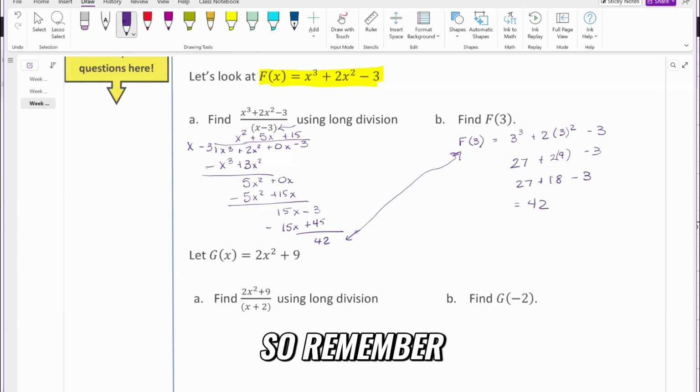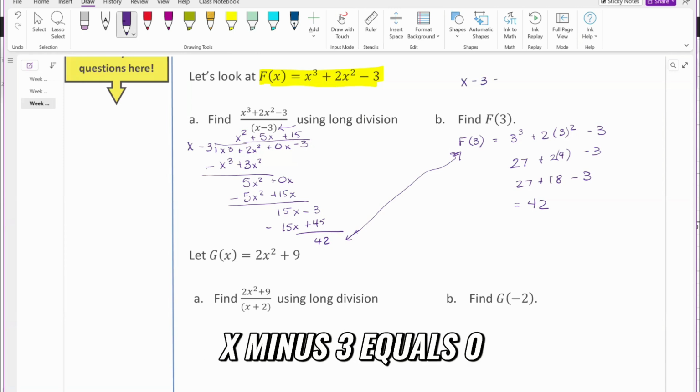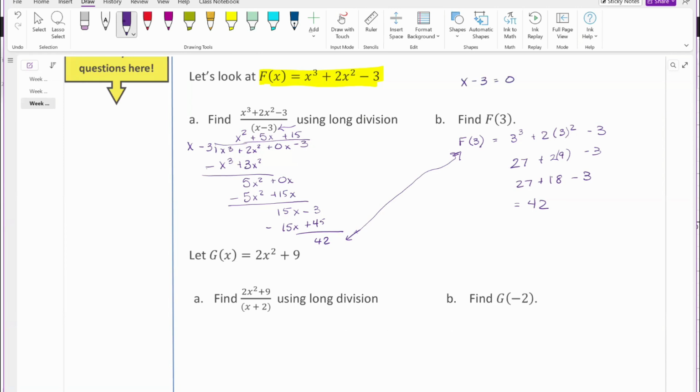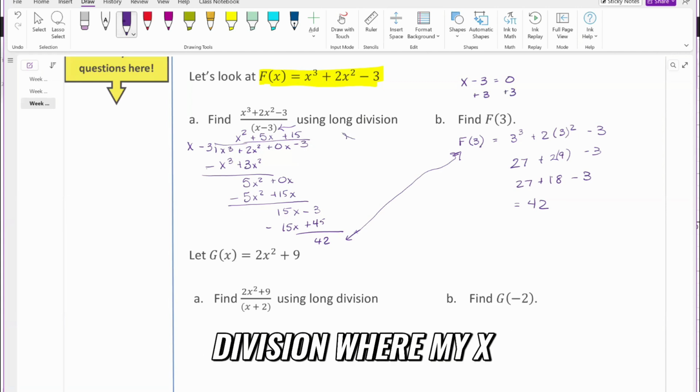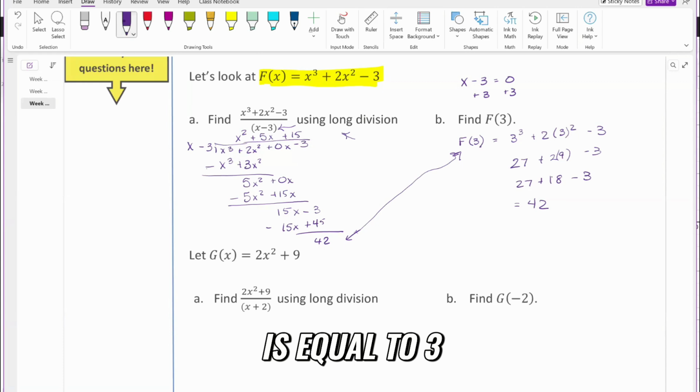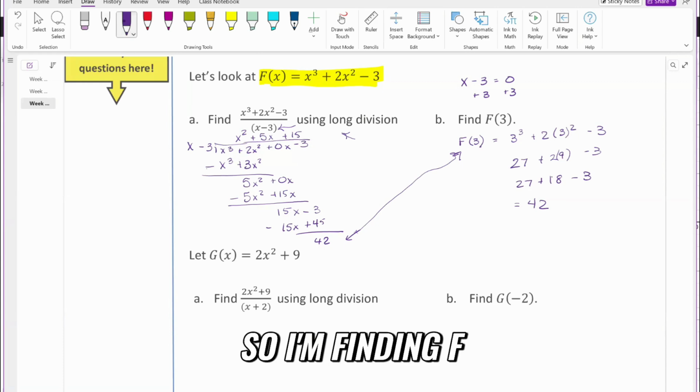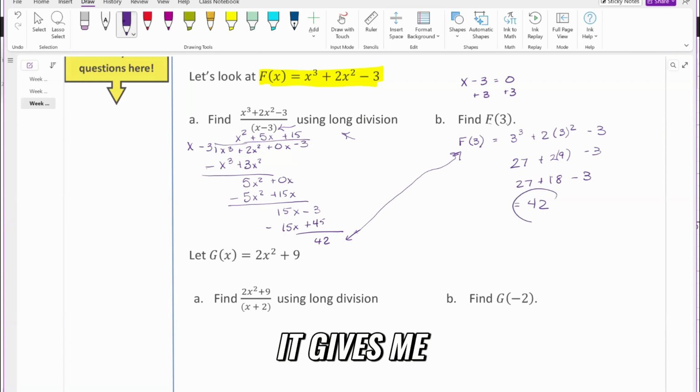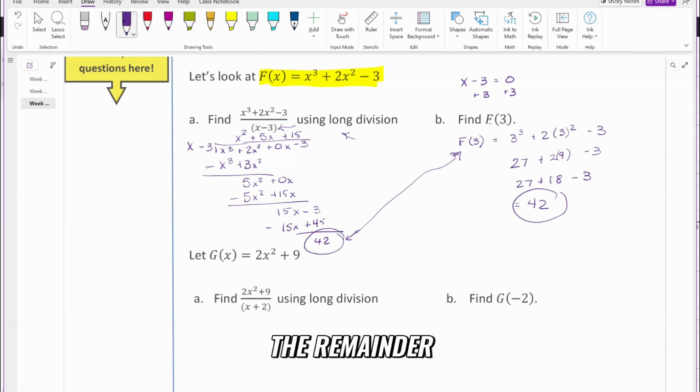Okay, so remember, x minus 3 equals 0, so plus 3, plus 3. So this is doing division where my x is equal to 3. Right? So I'm finding f of 3. It gives me the remainder.